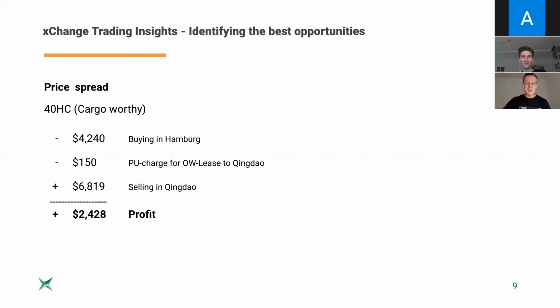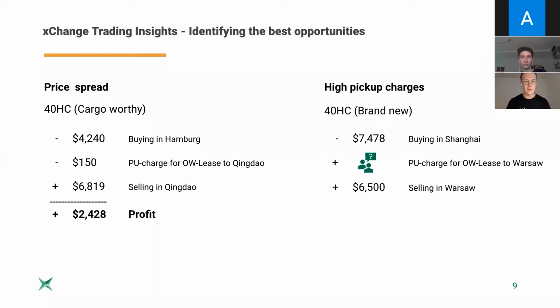But we can also identify a second situation that we can make use of, and this is the high pickup charges. That means that we try to make use of the high pickup charges in China's ports, for example, at the moment, and then check for a location with a high price in Europe. And we can perform exactly the same steps as before that I described, checking the same data, this time for brand new containers. And then I can see, for example, for a 40 high cube brand new container in Shanghai, which is around $7,500 the sales price, and $6,500 in Warsaw. So we have a negative price difference this time. However, we are moving from a deficit to a surplus location this time.